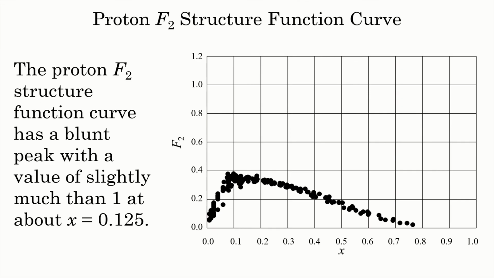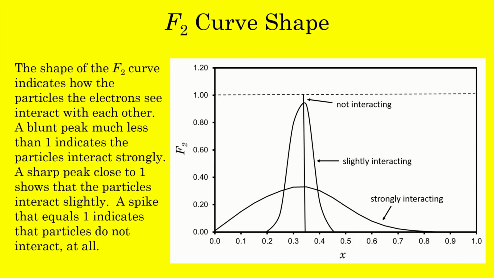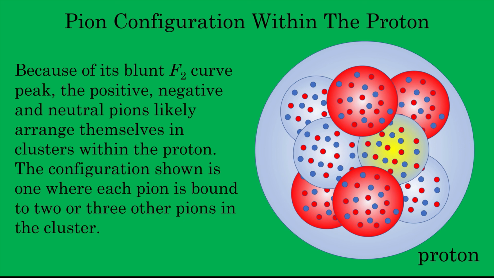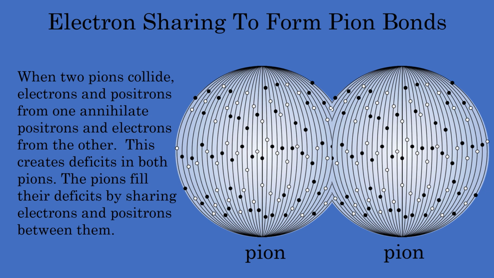The proton F sub 2 curve is almost diametrically opposite the pion curve structure-wise. Its peak is blunt and has a value much less than 1. This behavior signals that the pions, the SLAC and JLab electrons found inside the proton, interact strongly. They likely do bind together similar to the way protons and neutrons do within a nucleus. Given the apparent structure of the pions, having orbitals containing electrons and positrons, the pions probably bind together by sharing the electrons and positrons between themselves, similar to covalent bonds atoms form in molecules by sharing electrons. This happens to fill deficits they experience as a result of colliding with each other.